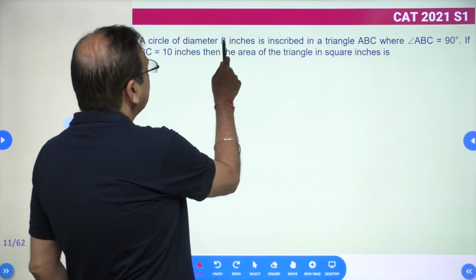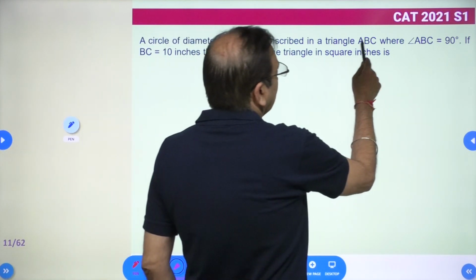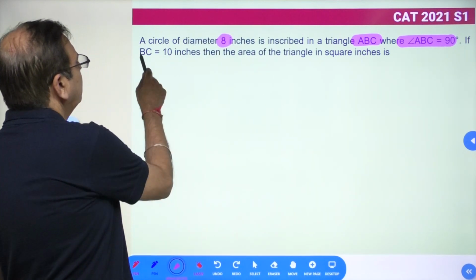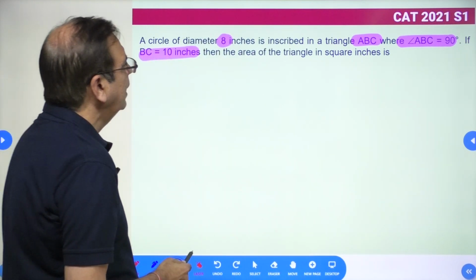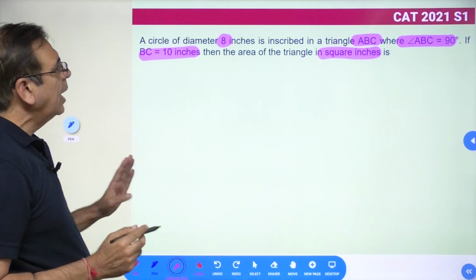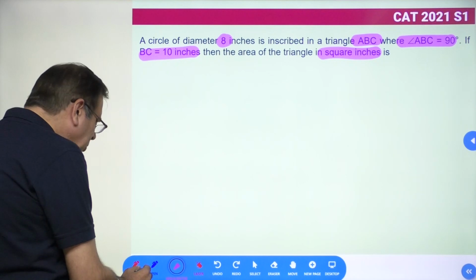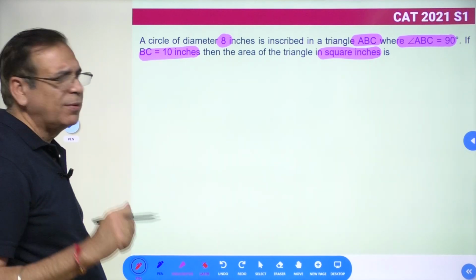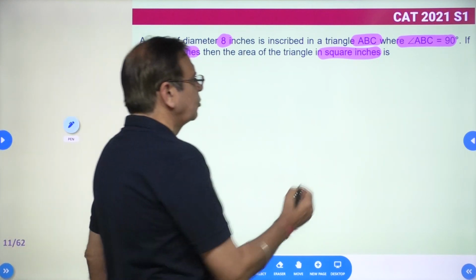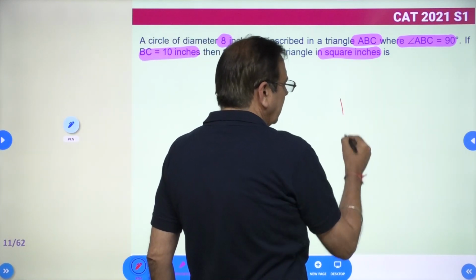A circle of diameter 8 inches is inscribed in a triangle ABC, where angle ABC is 90 degrees and BC is 10 inches. What is the area of the triangle in square inches? Okay, a circle of diameter is inside the triangle. As usual, we will first make a drawing. We'll make the figure and then we'll worry about the question. The circle is inscribed inside a triangle, where angle ABC is 90 degrees.